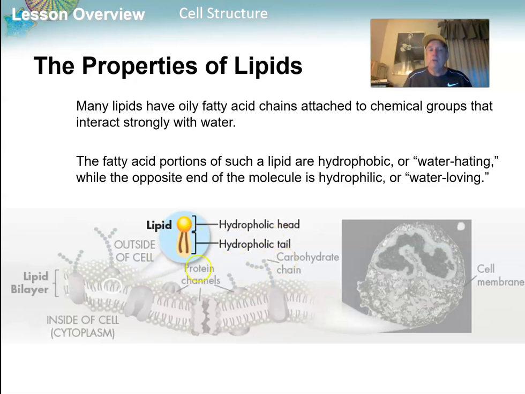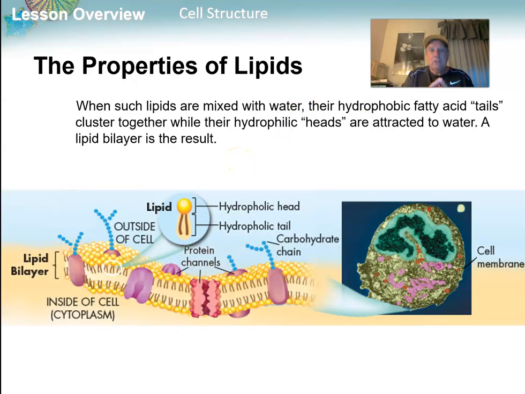So, how do you remember? The head, it likes water. Hydro means water. Philic means to love, like the city of Philadelphia is the city of brotherly love. Hydrophobic: hydro means water. Phobic means to be afraid of something. So if you have a phobia, you're afraid of something.